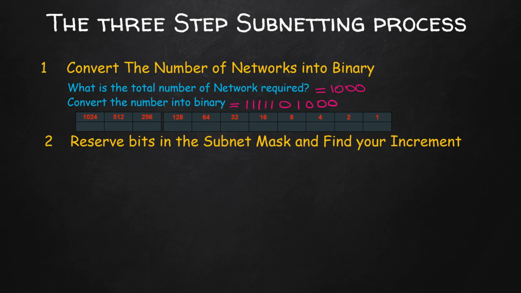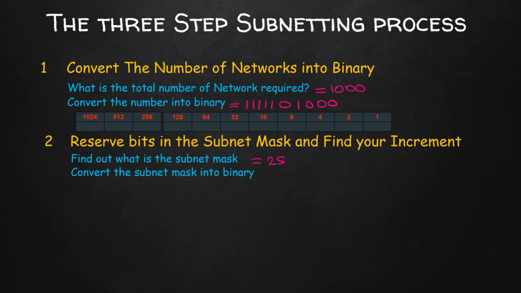Reserve bits in the subnet mask and find your increment. And here you need to find out what is the subnet mask. Then you need to convert the subnet mask into binary. So what is our subnet mask here? We know the network 10.0.0.0/8 is our network, and it is a class A network. So what is the subnet mask of class A network?